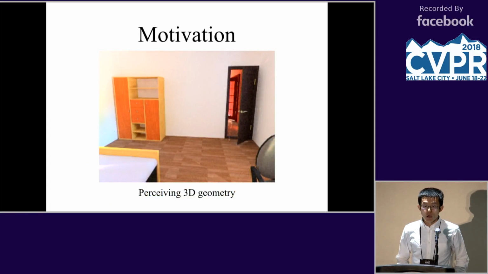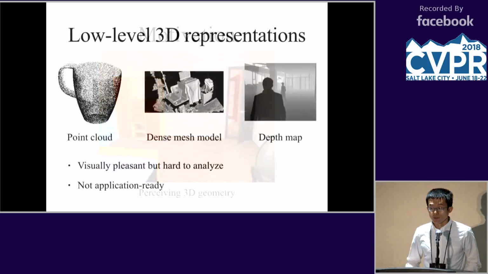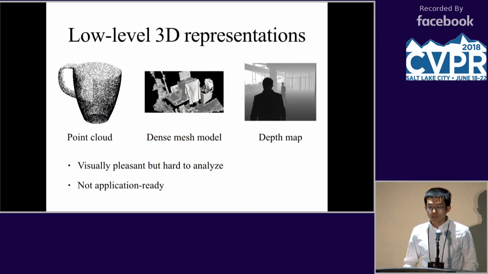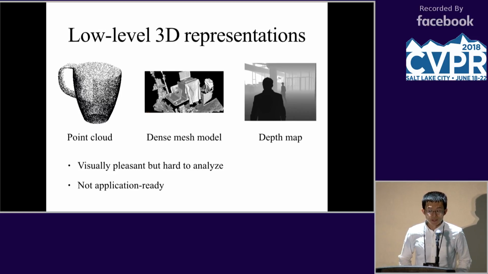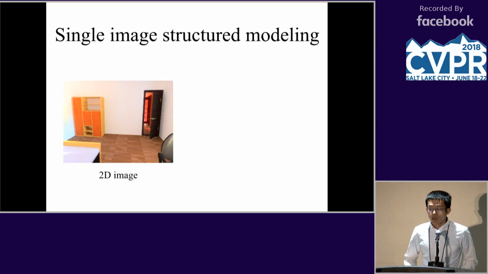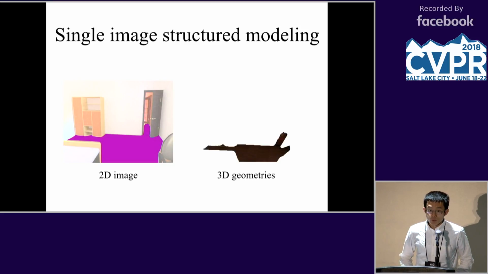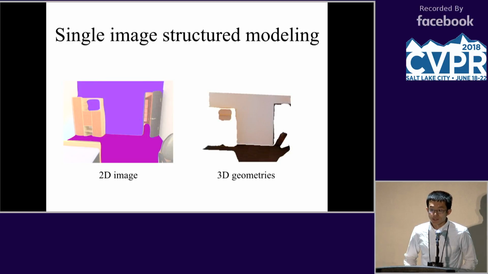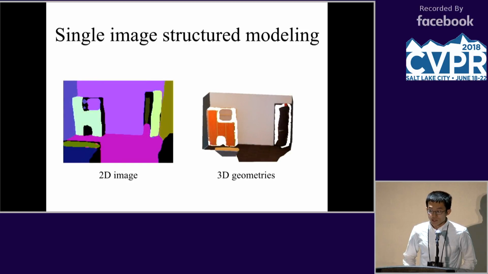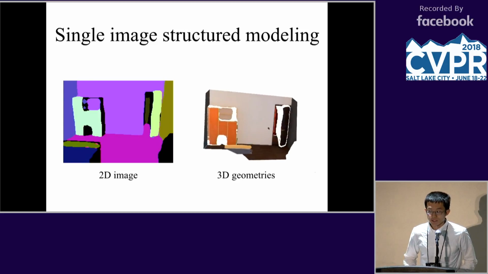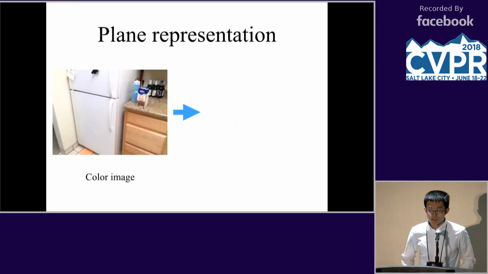Reasoning about 3D geometry is a fundamental problem in computer vision. Most existing methods represent 3D shapes using low-level elements, such as 3D points, small triangles, or per-pixel depth values. These low-level representations are often hard to analyze and not application-ready. In this project, we try to reason about high-level geometries. Given this image, we'll extract the entire floor as one surface. We'll also extract other surfaces, such as the background wall and the door. This surface-based representation is not only inherently smooth, but also enables many applications.